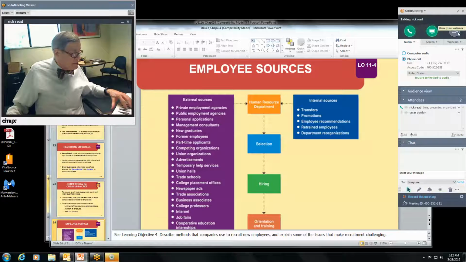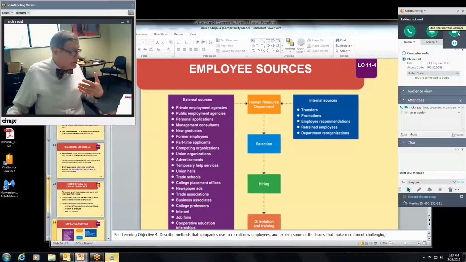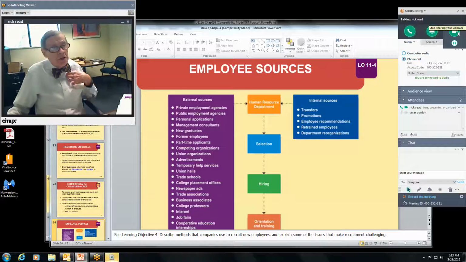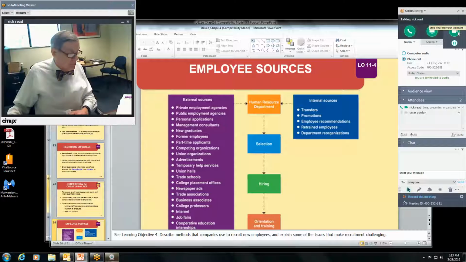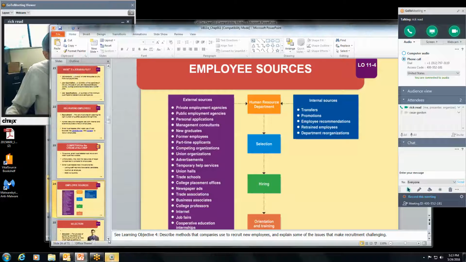This particular slide gives an idea of employee sources, where you're going to find employees. We don't need to go over this. You can see it in your textbook, figure 11.4 on page 308. This is where organizations look for employees and try to find employees.